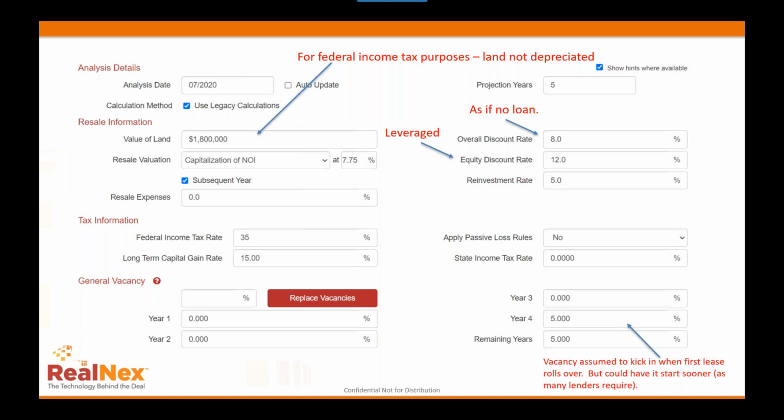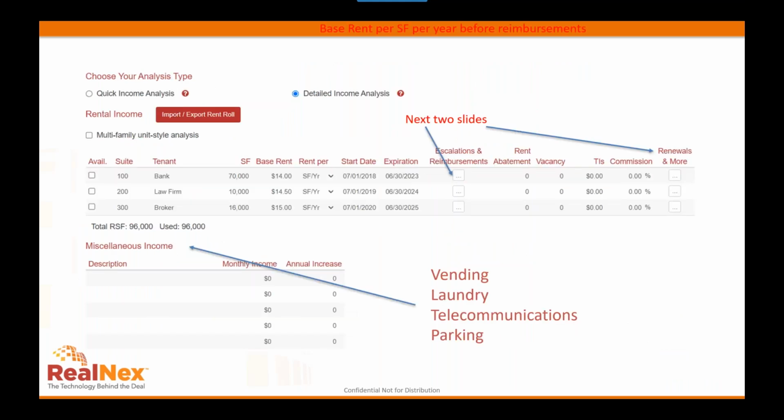Then the other two inputs at the bottom right are just a continuation of those general vacancy rate assumptions. For each year of the holding period, or at least the first 4 years, you can put in what the vacancy rate would be, and then for the remaining years. And you'll notice here I had 0 in years 1, 2, and 3, because in this particular example, none of the leases roll over until we get to year 4. And then I assumed that some vacancy kicks in year 4 when those first leases start to roll over.